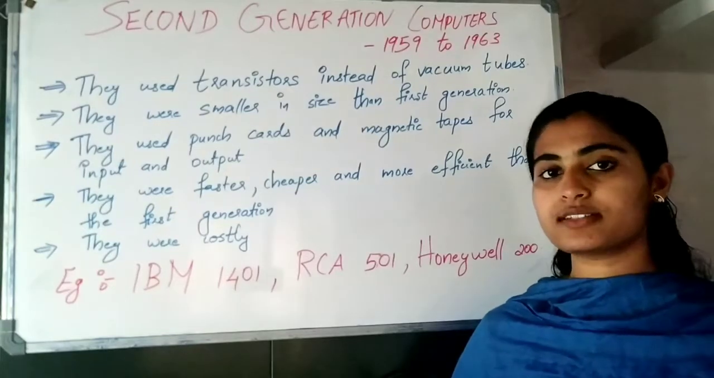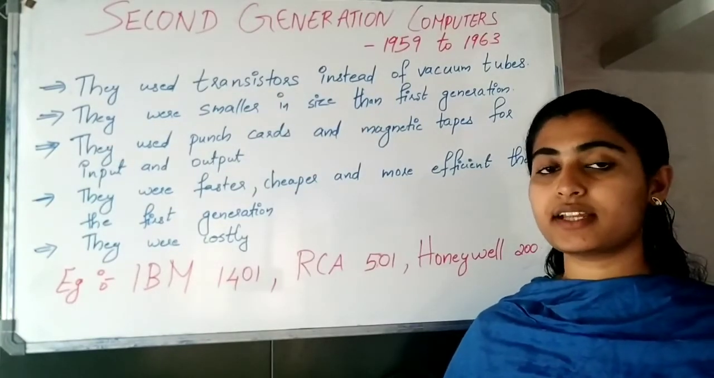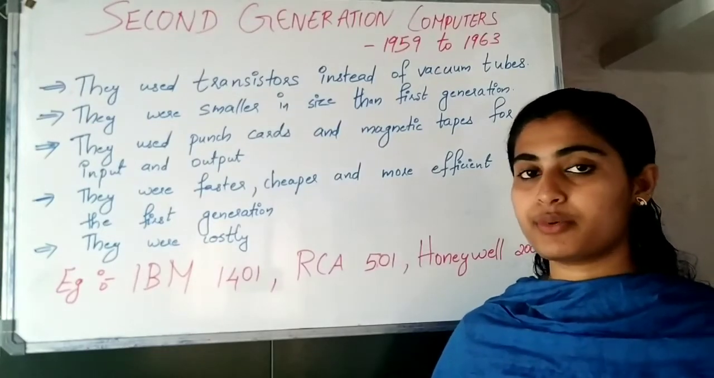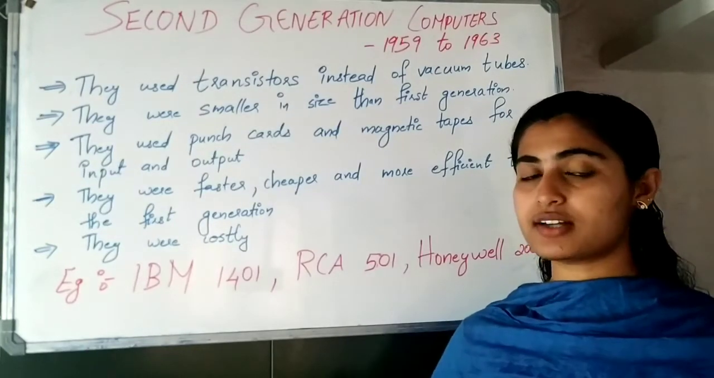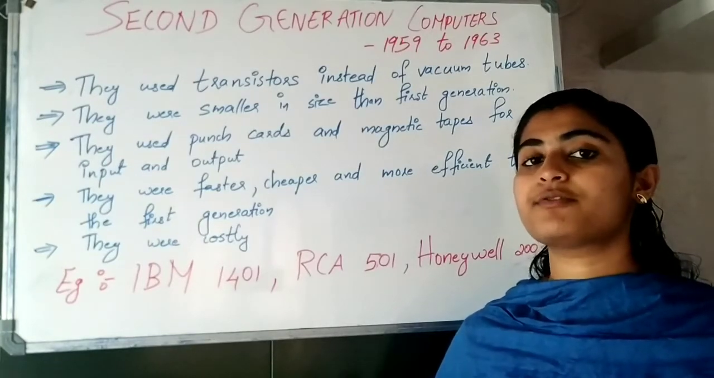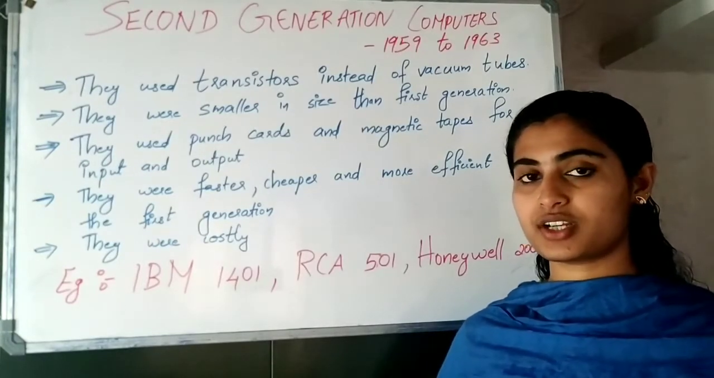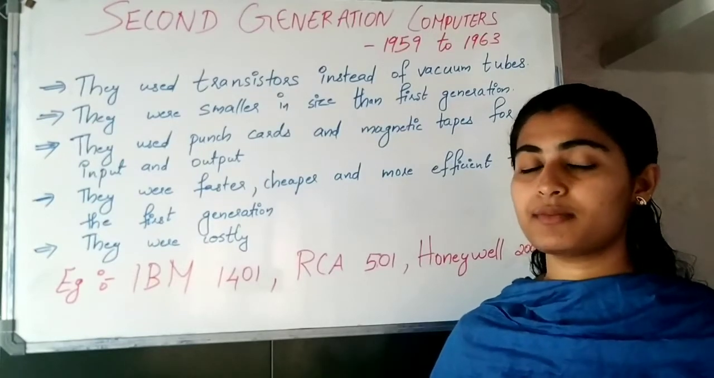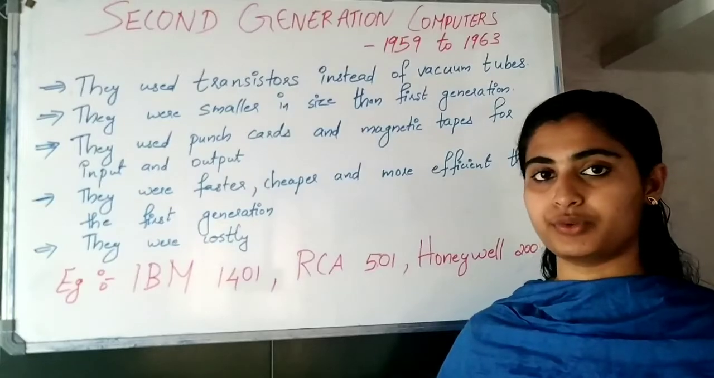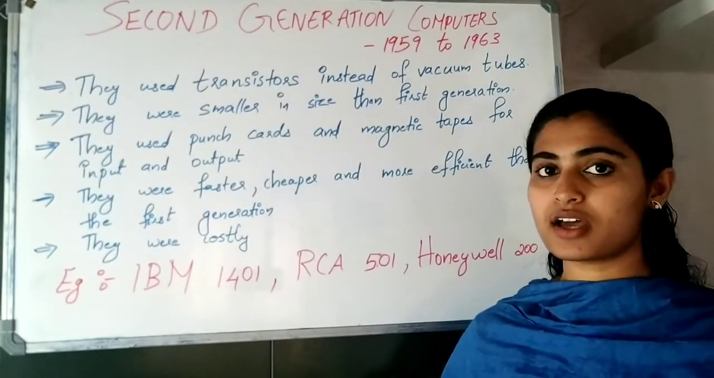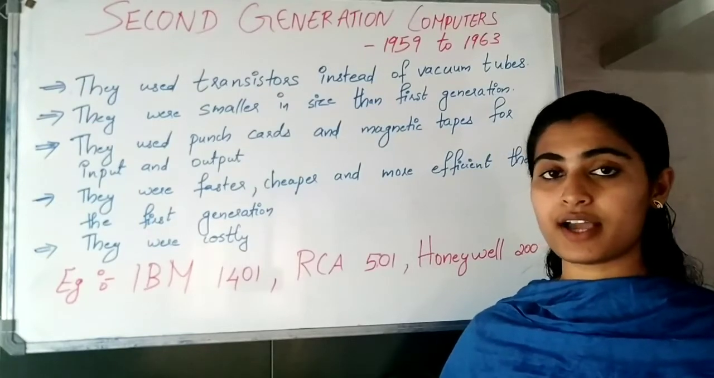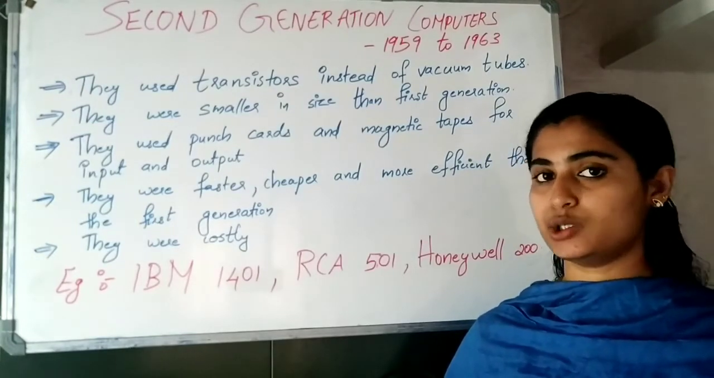So this is about second generation computers. That is, the technology that they use is transistors. For inputting and outputting, they use punch cards and magnetic tapes. And they became a little faster than first generation computers. Their size became a little smaller than first generation computers. And examples are IBM 1401, RCA 501 and Honeywell 200.